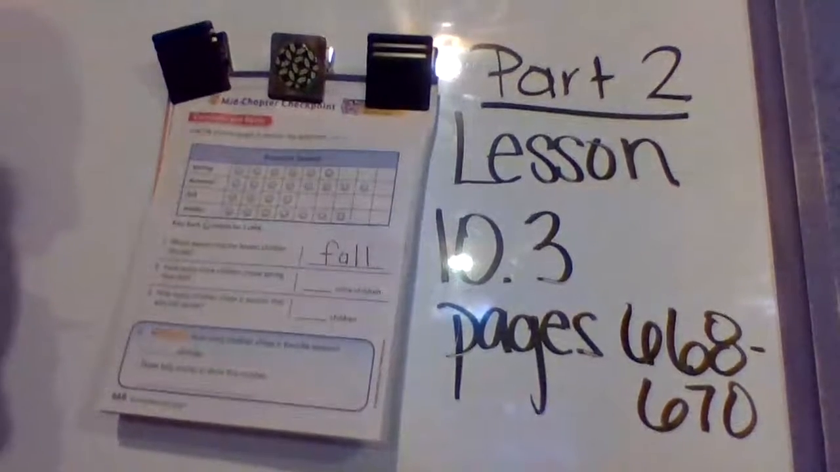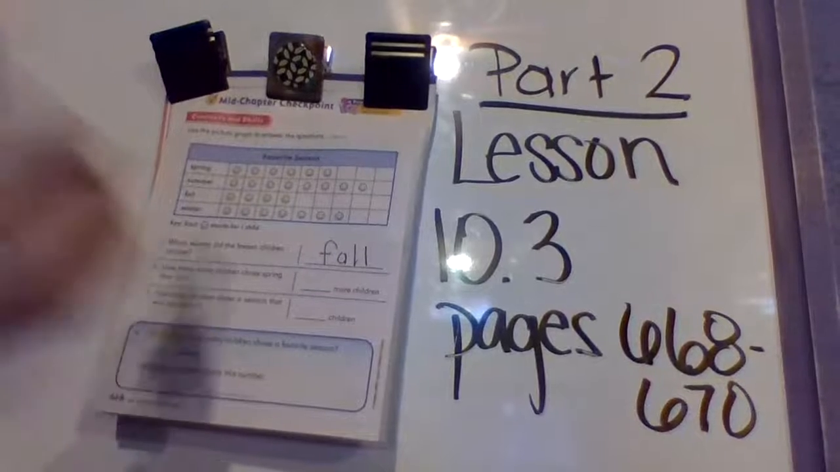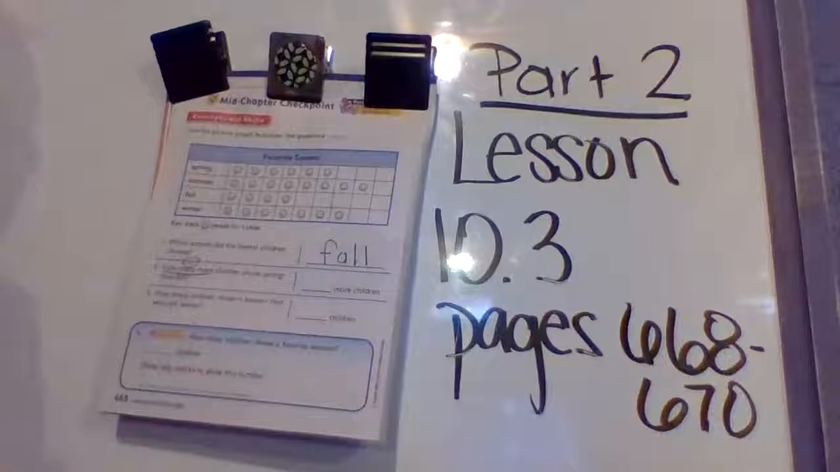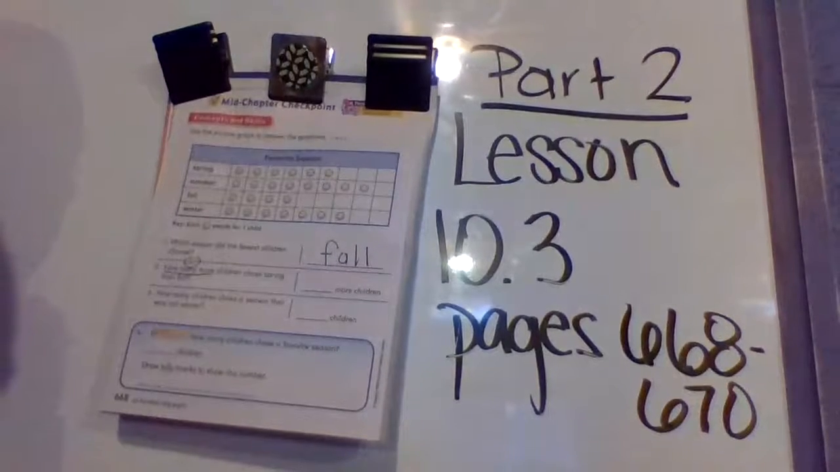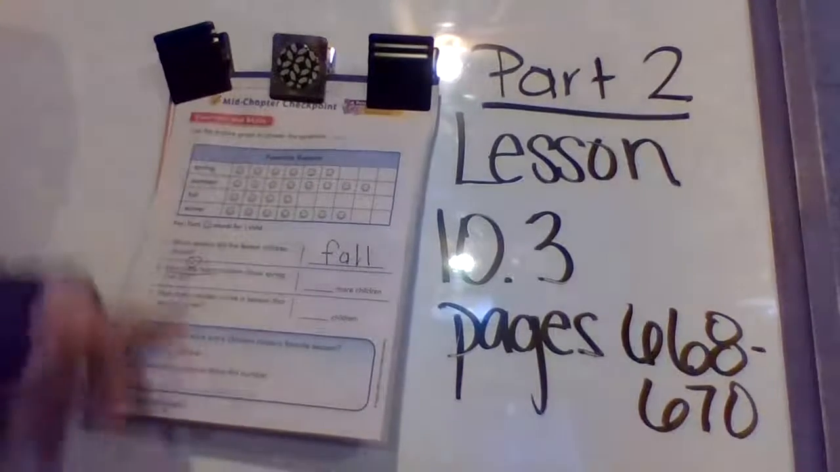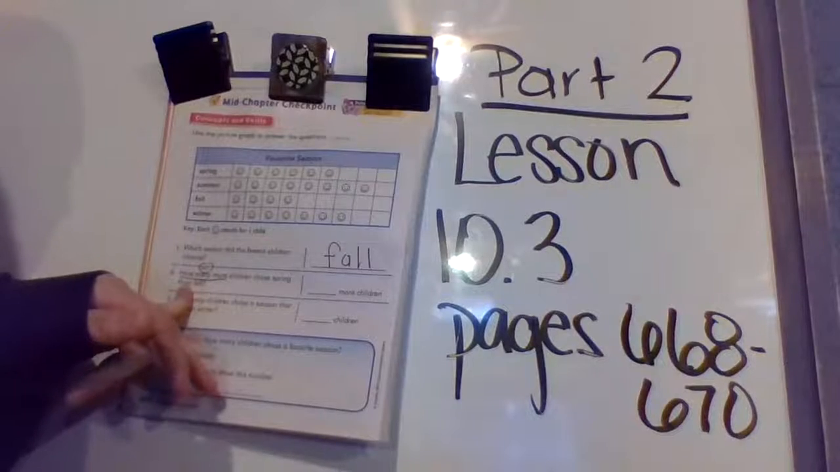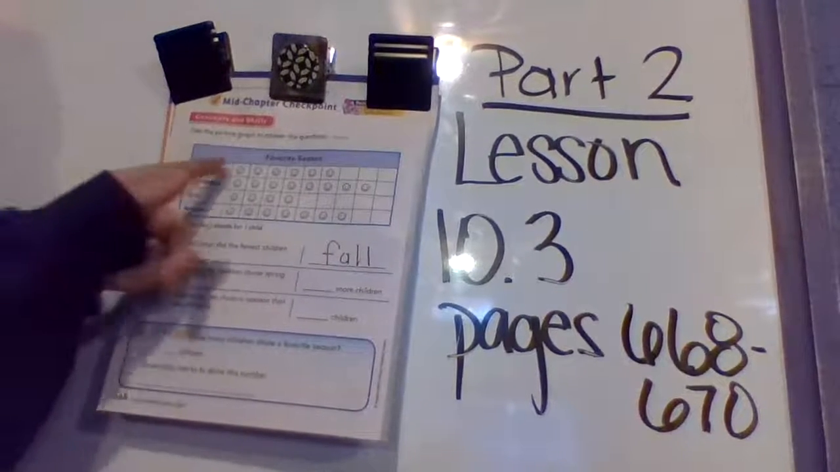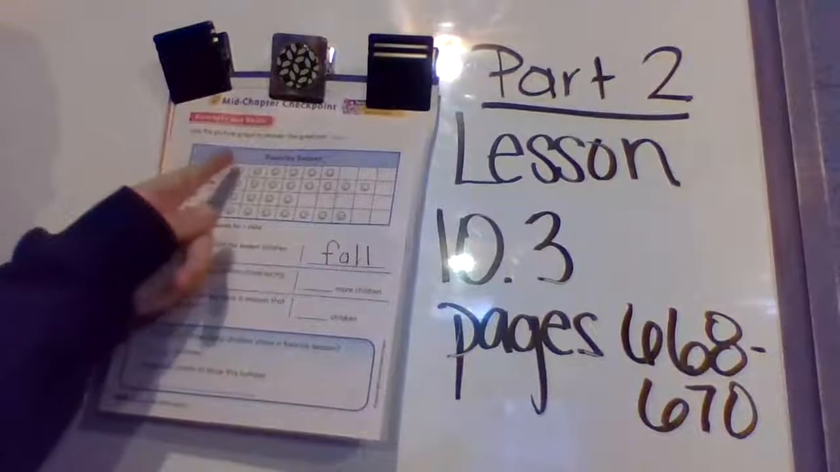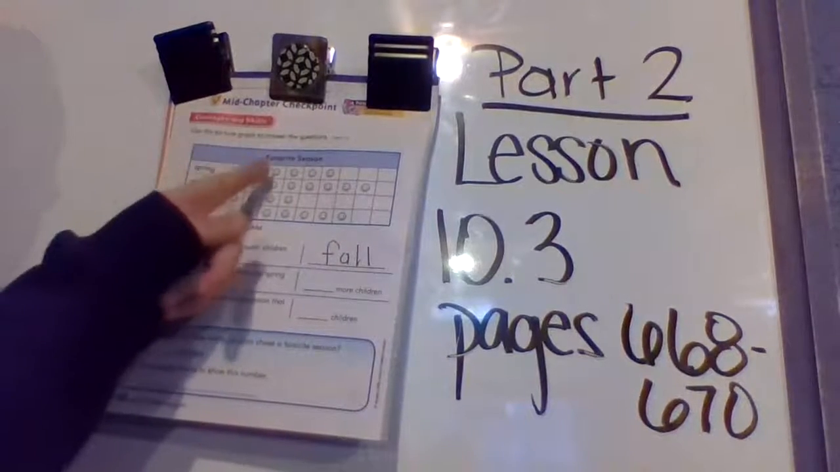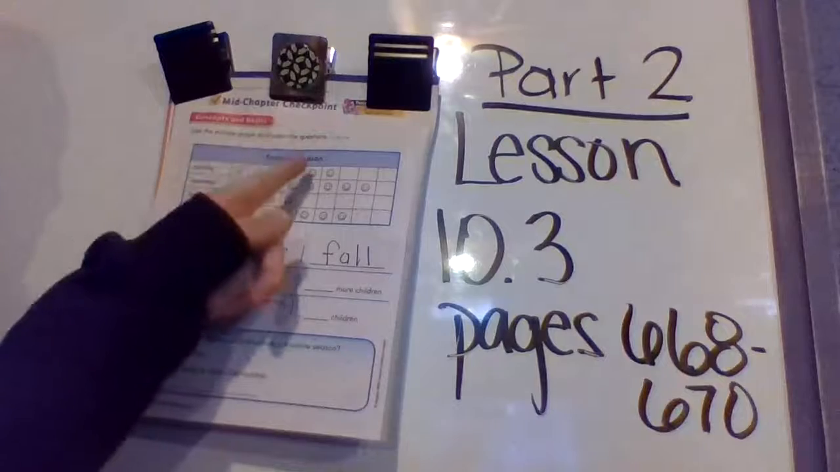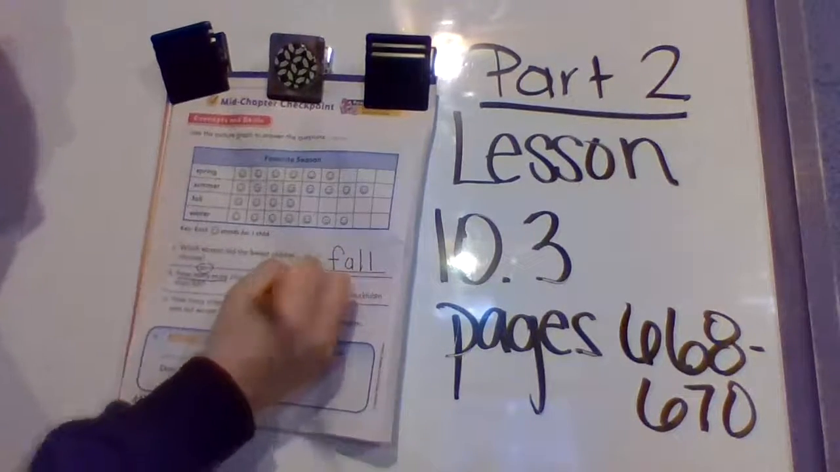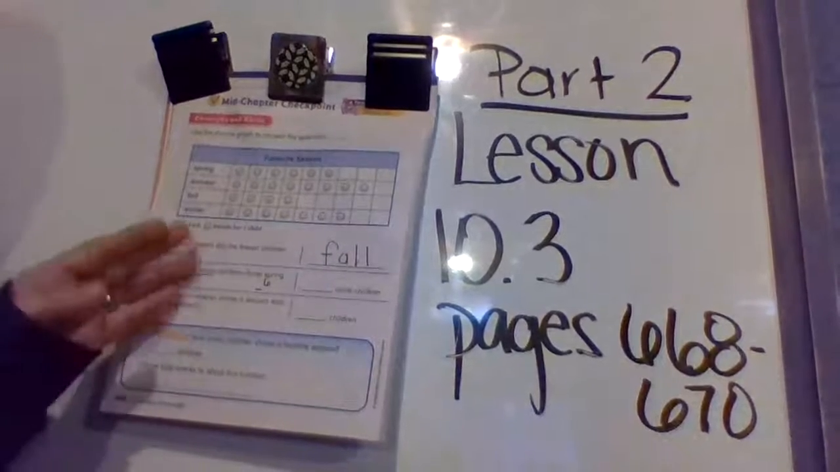Number 2. How many more children chose spring than fall? So we know that with those keywords, we have to subtract. We have to find the difference between spring and fall. So first count how many spring had. 1, 2, 3, 4, 5, 6, and we are going to subtract how many were in fall.